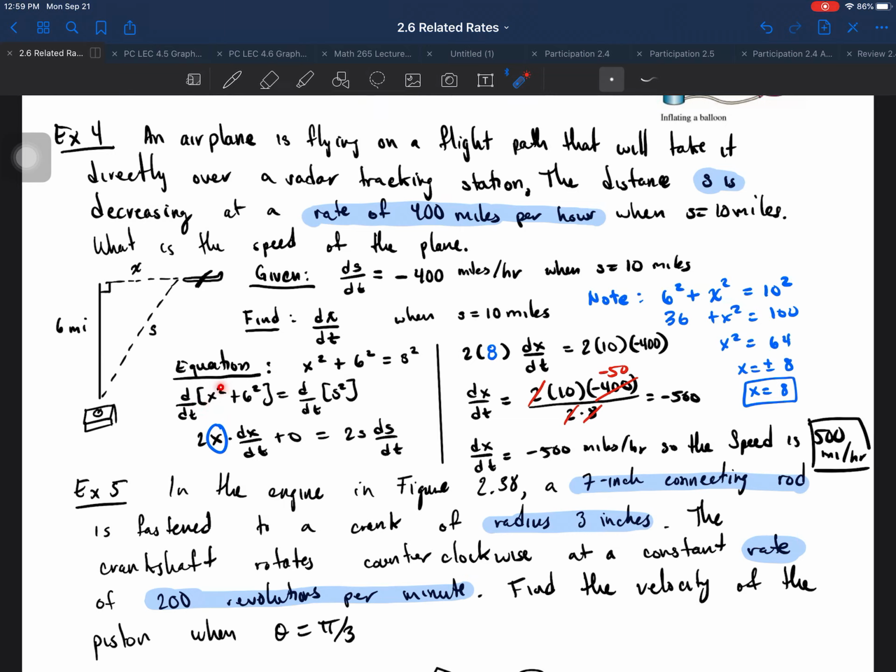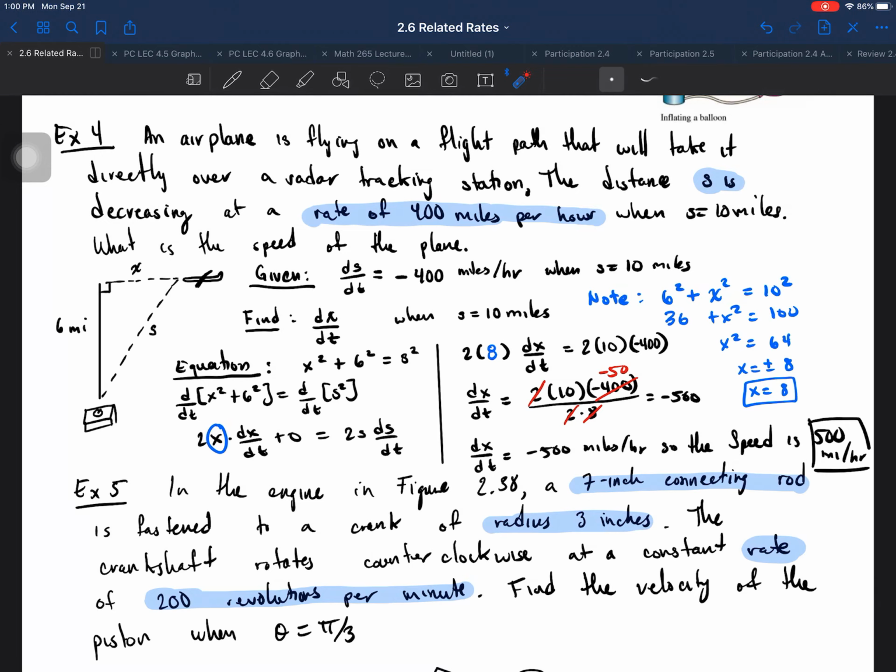So bring down the 2 in front, leave the inside as it is, subtract 1, and multiply by the derivative of the inside, which in this case is dx dt. The 6 squared is a constant, so the derivative of a constant is 0. The derivative of s squared: well, s is also a distance that changes over time, so it's a function of time. So you have a function inside a function, and you apply the general power rule. Bring down the 2, multiply by the inside function, subtract 1, and then multiply by the derivative of the inside. And there you go, right? Now, if you notice, we have everything that we need.